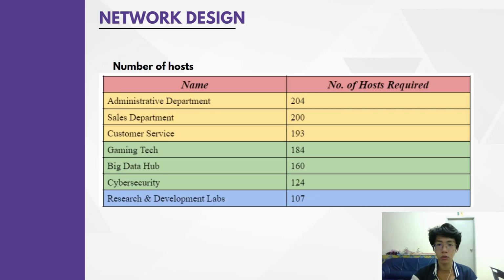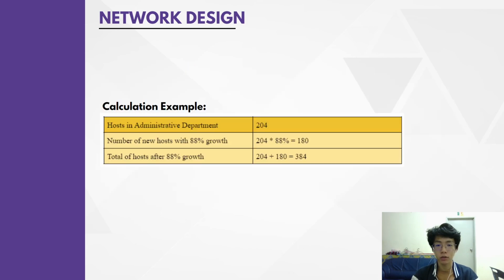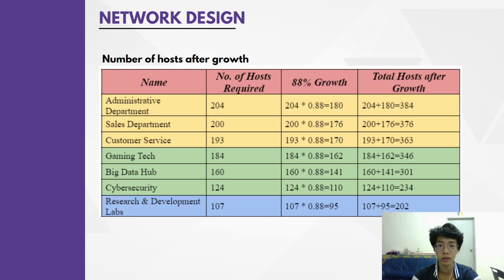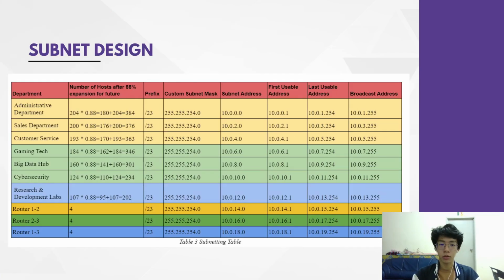These are the number of hosts that are required in each of the department and facility subnets that we have prepared. But we will need to account for 88% of growth for all of these hosts. So, how do we calculate the actual number of hosts after expansion? We do so by first locating how many hosts are in the subnet, and then we find out how much of the growth actually is. We need to total it up by adding them with the original host number to get the total number of hosts after the growth. We do this for every single subnet to find the total number of hosts in each subnet. This is our subnet design.